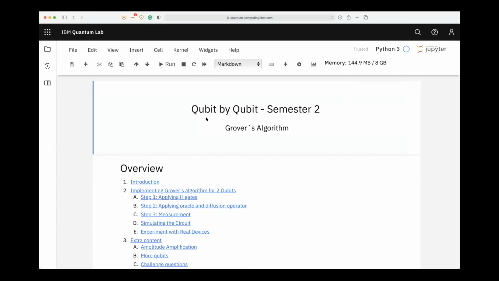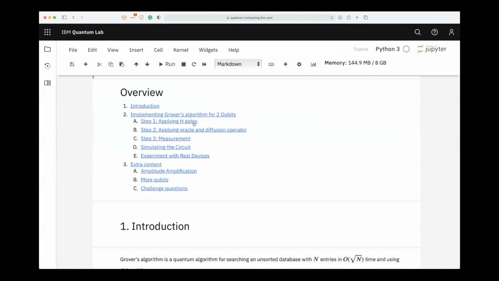Okay. So this is the Lab 21 Python notebook. It's on Grover's algorithm. If we go to the overview here, we have three main sections. The introduction, I'm honestly just going to skip because we have already talked about Grover search in much more detail than that. Then we will go through and implement this. Each of the three steps, we'll see how to simulate it. And I might just skip the experiment on real devices for now. I mean, it's a fairly straightforward extension.